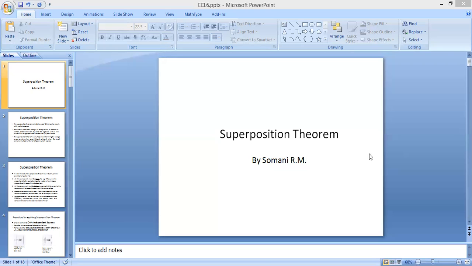Then KVL. KVL states that the algebraic summation of voltage or potential difference across all the elements in a closed loop will be 0. मतलब हमारे पास यदि क्लोज लूप है तो क्लोज लूप में जितना पोटेंशियल डिफरेंस रहेगा उसका समेशन. Summation means, if we take the directions according to the sign convention, current is moving from higher potential to lower potential.